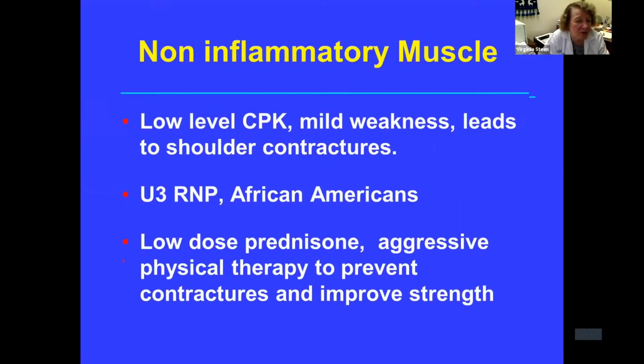The non-inflammatory muscle disease would really only have a low level CPK. It's much more subtle, not as acute, but it does lead to shoulder contractures because the patient just doesn't move as much and doesn't raise his arms because they're weak. And so the patient does end up with fibrosis in the shoulders and a lot of contractures. This we've seen to be associated with U3 and particularly in African Americans. We use low-dose prednisone and, again, aggressive physical therapy to prevent contractures and improve strength.